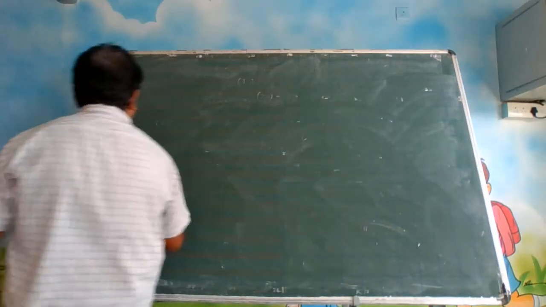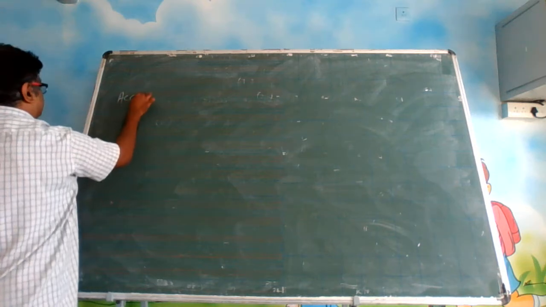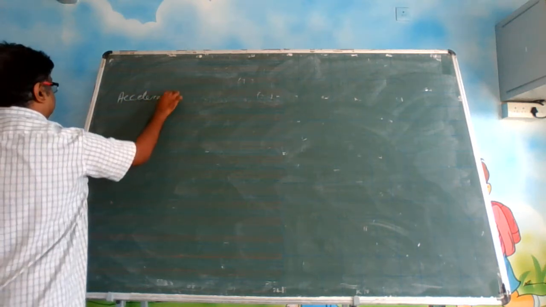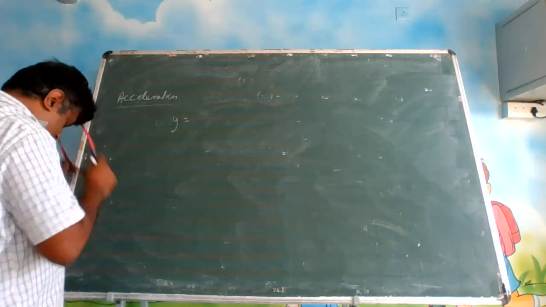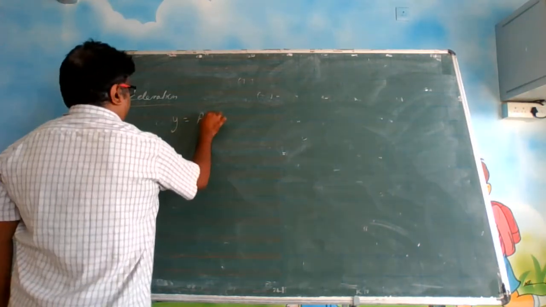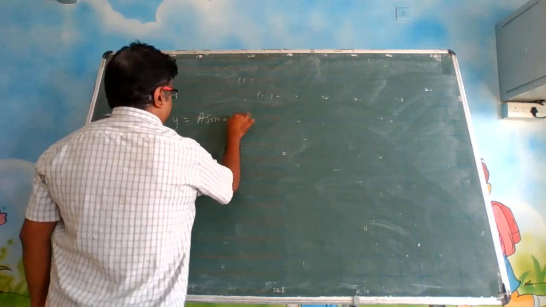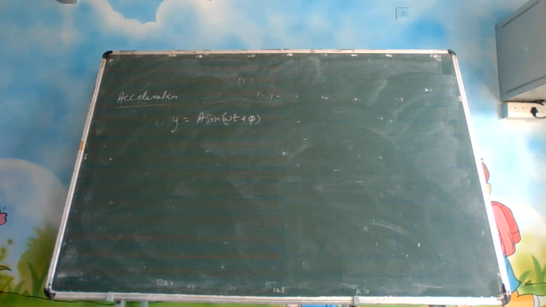So let us move on to the next one. Acceleration. Couple of points about acceleration. We are saying that y is equal to a sine of omega t plus phi. This was our general equation, right?